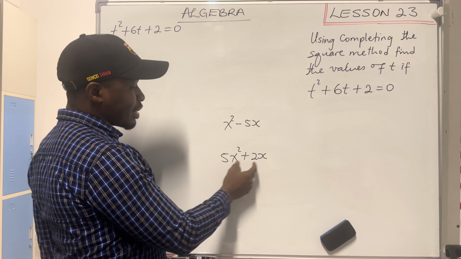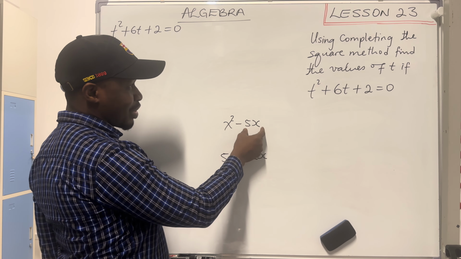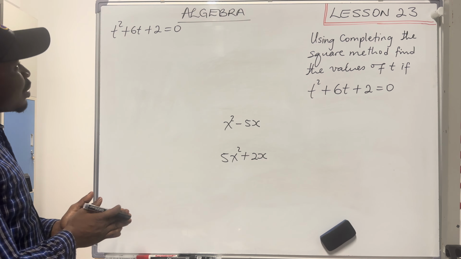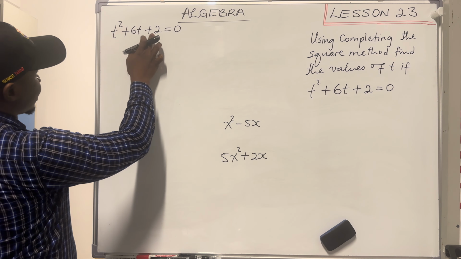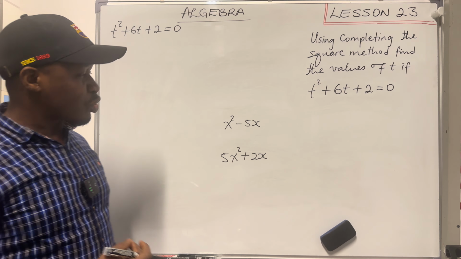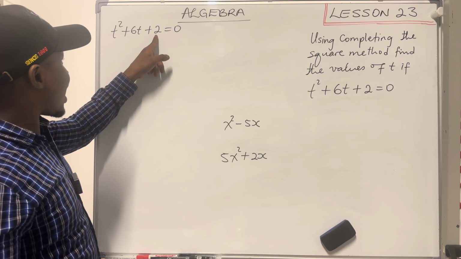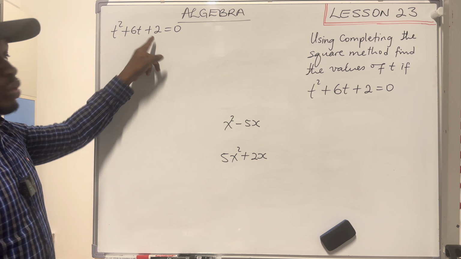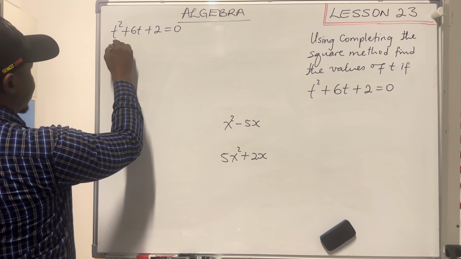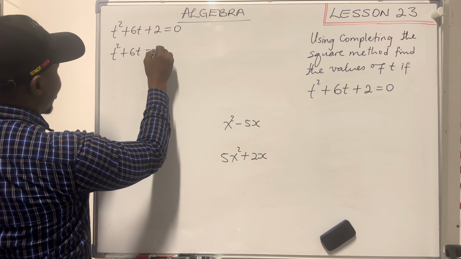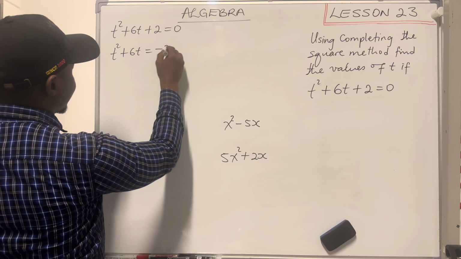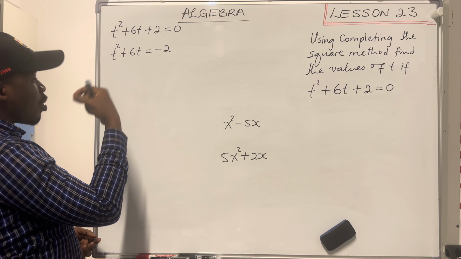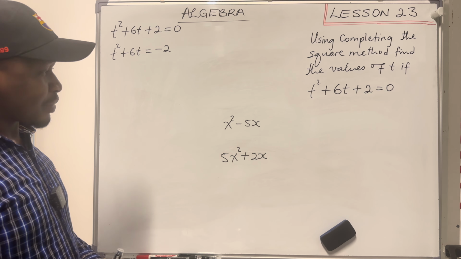A squared term and a term in x. Squared term, term in t. So that tells you that if we have three terms, to complete the square we only need two terms. So this term, the constant term, we move it, because in completing the square we only need two terms. So we say t squared plus 6t equals, this goes to the other side. Why did we decide to move it? Because we only need two terms to complete the square. We don't need a constant term.